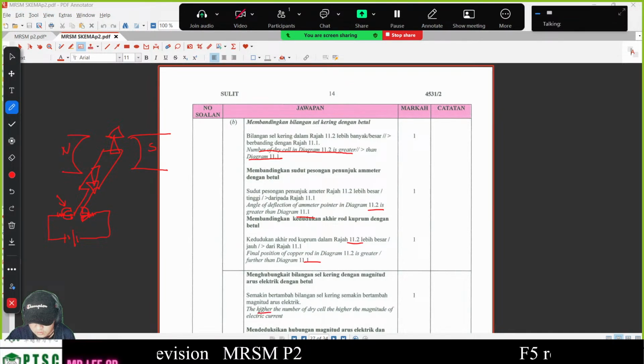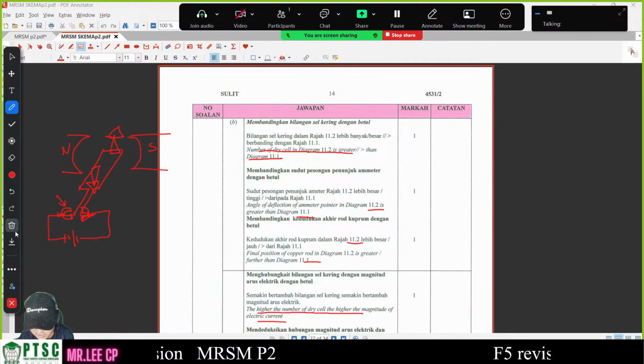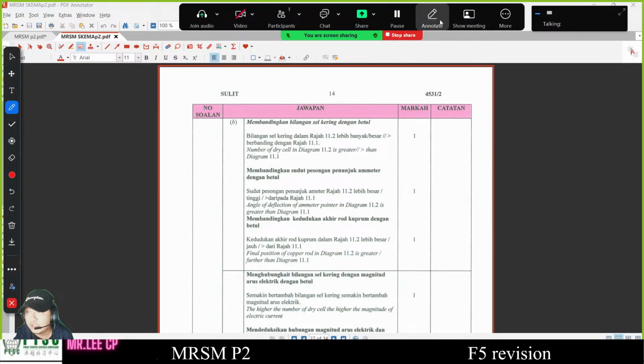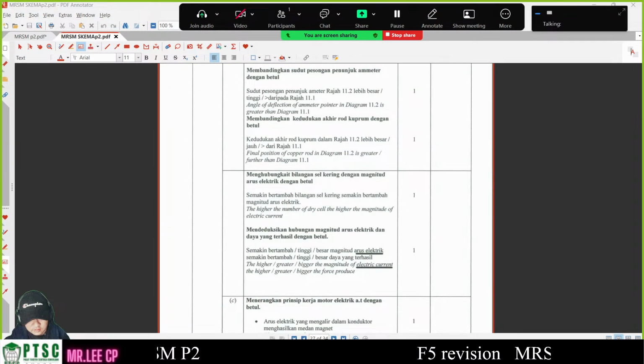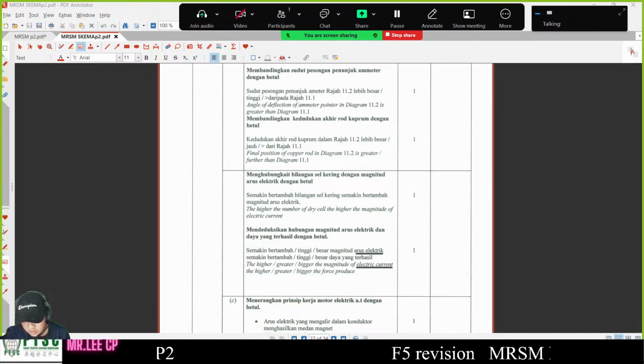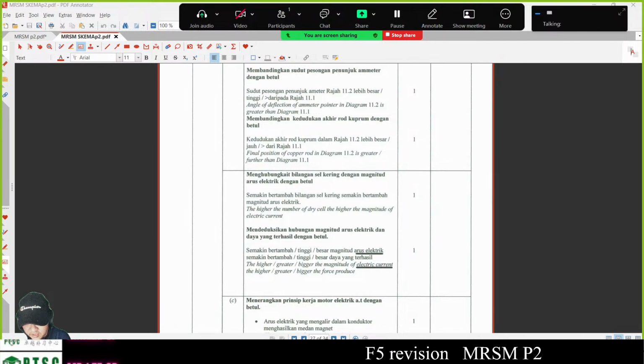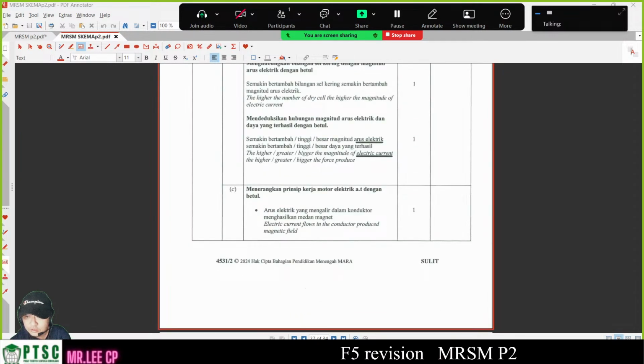So the higher the number of dry cell, the higher the current. So you just write it this way. Just follow them. All right, this one is easy. So the higher the magnitude of current, the higher or the greater the force produced. All right, always use greater.